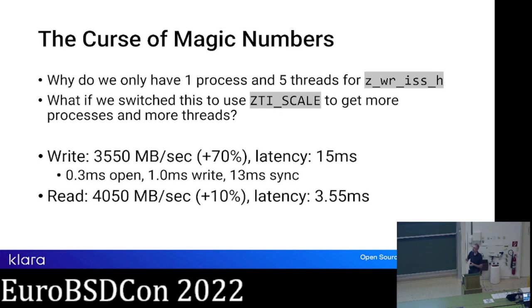So with those changes, suddenly, with sync turned back on and everything normal, our performance was now 3.5 gigs a second of writes, so about 70% better than when we started. And the latency was only 15 milliseconds instead of 25. And we saw, you know, opening and creating the file was about 300 microseconds, the writes took about 1 millisecond, and then the fsync at the end was about 13 milliseconds. And our reads were actually faster now as well, getting another 10% or so improvement there, partly because of the IOSTAT removal and so on.